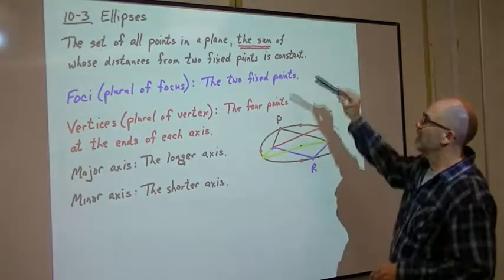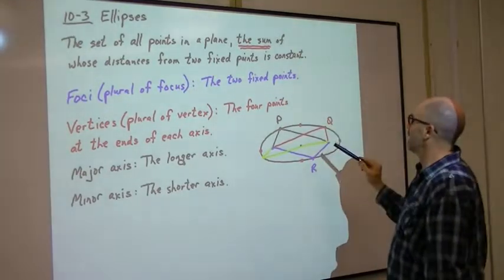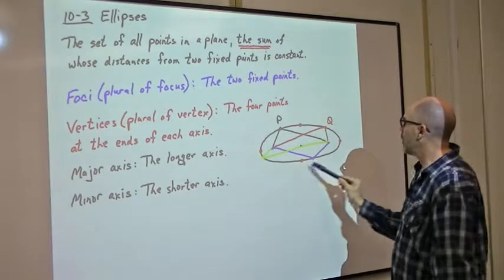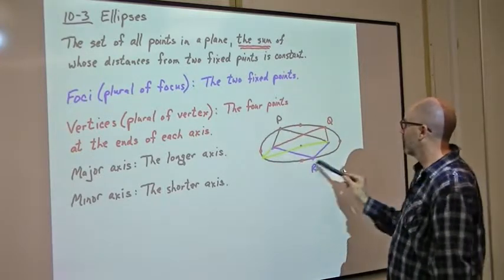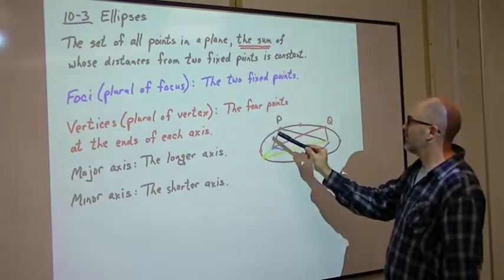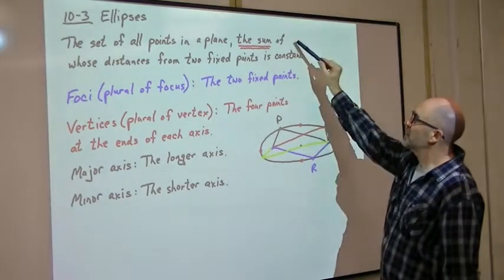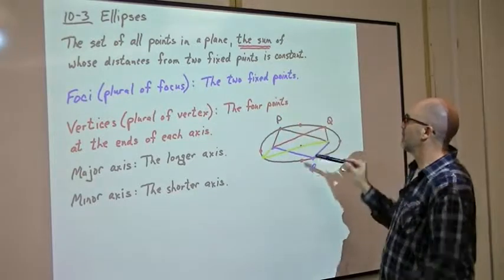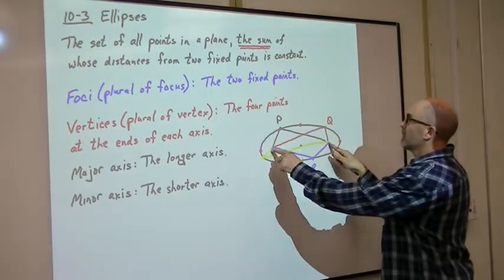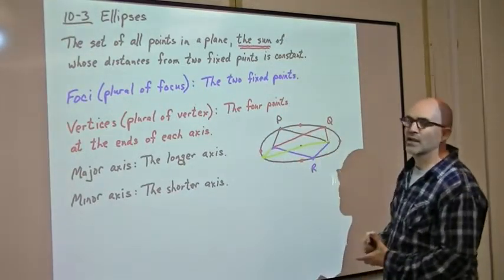So that's what it's saying. The set of all points in a plane, so the points are the black ellipse. These are all the points the sum of whose distances from these two fixed points is constant.